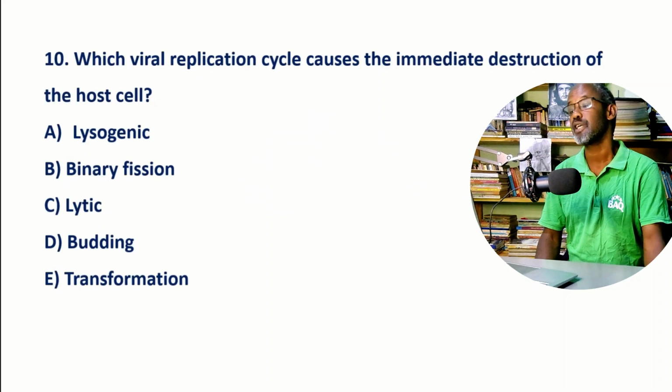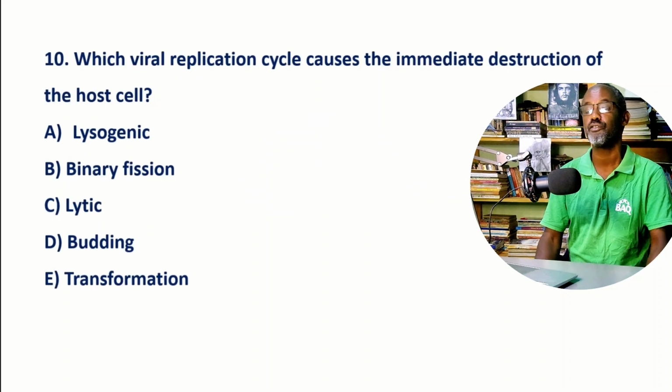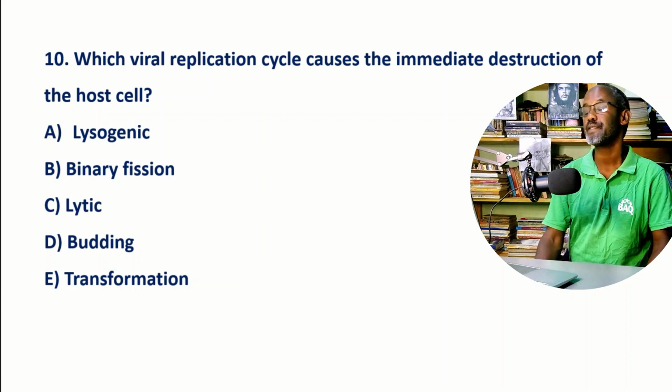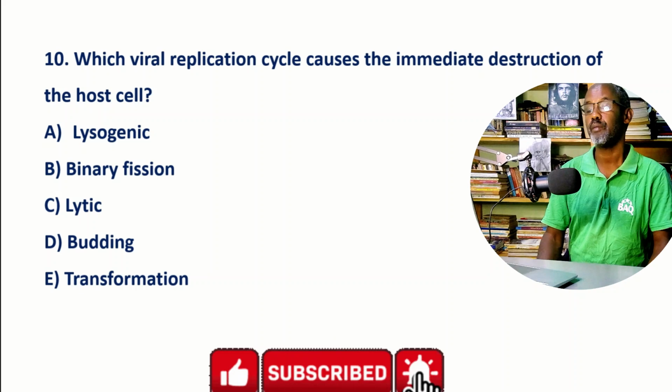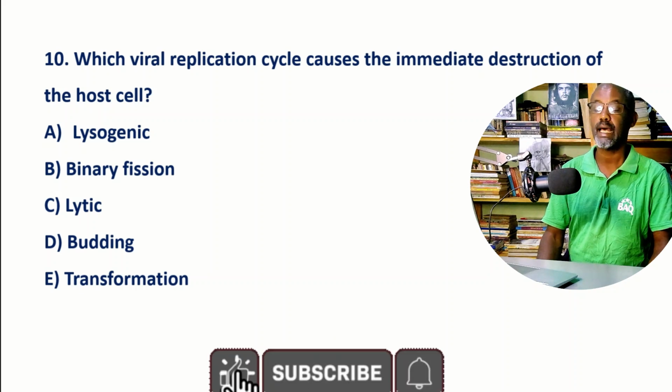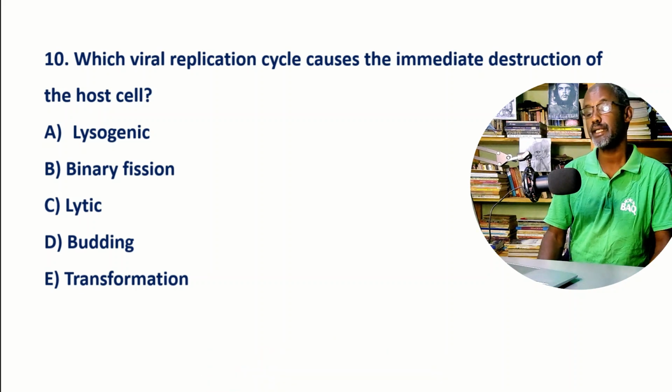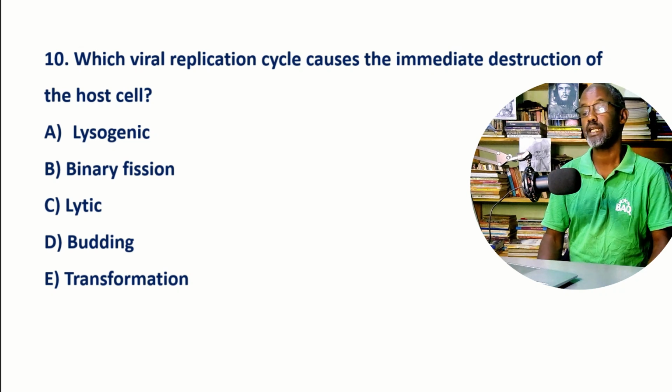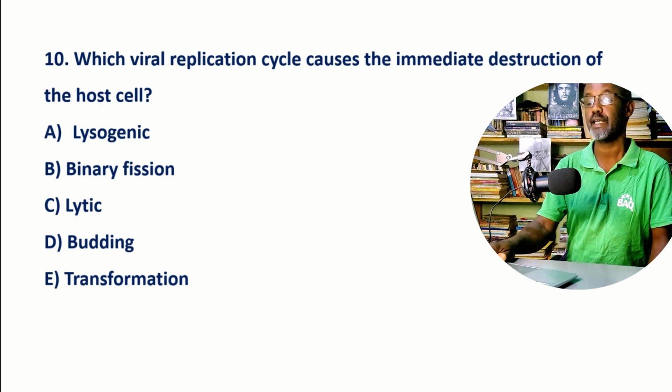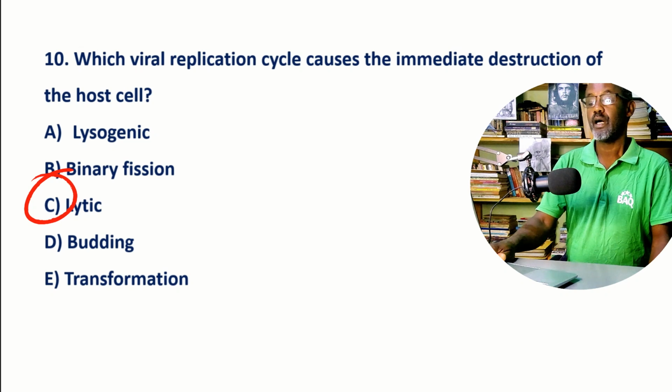Which viral replication cycle causes the immediate destruction of the host cell? A. Lysogenic. B. Binary fission. C. Lytic. D. Budding. E. Transformation. Shall I leave it for you? Let me answer and jump. Of course, the answer is lytic. C is lytic, the virus that enters and destroys the cell immediately.